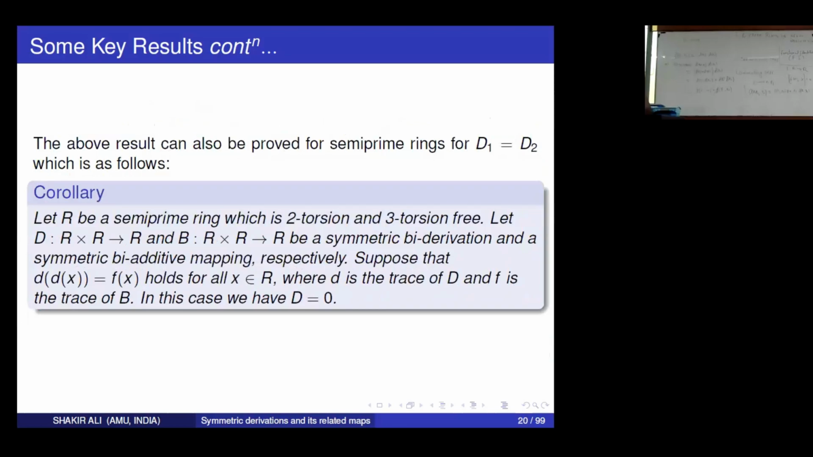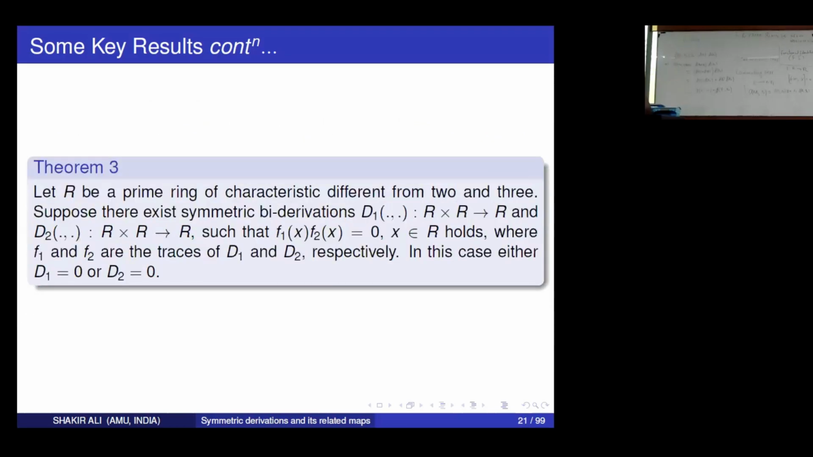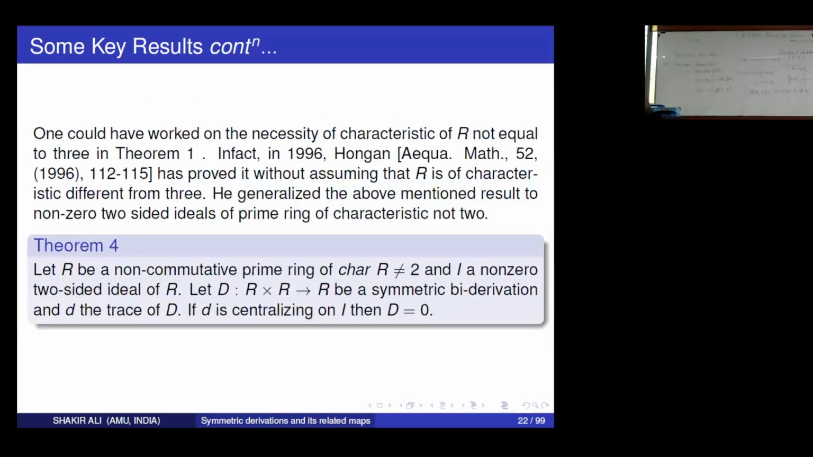There are some others, but we now move on to some other type of things. Then people are trying to study the results on some well-behaved subsets of the ring, like ideals, Lie ideals, generalized ideals, and so on and so forth.